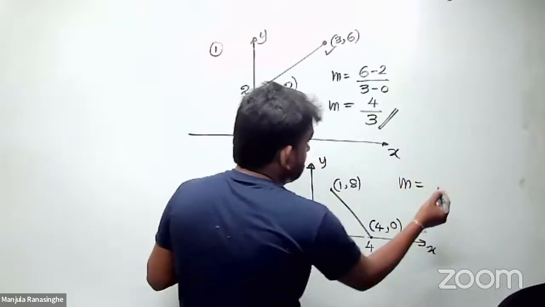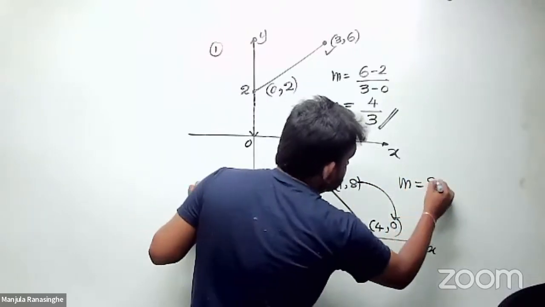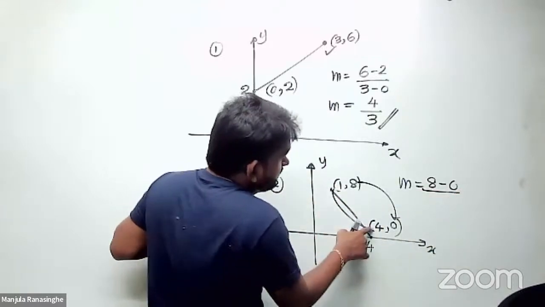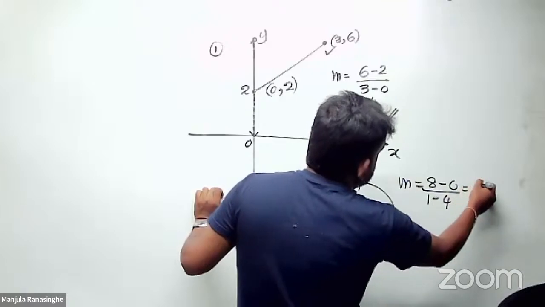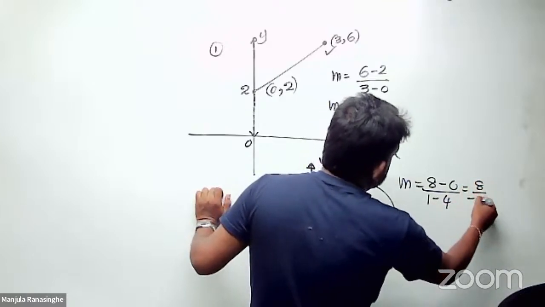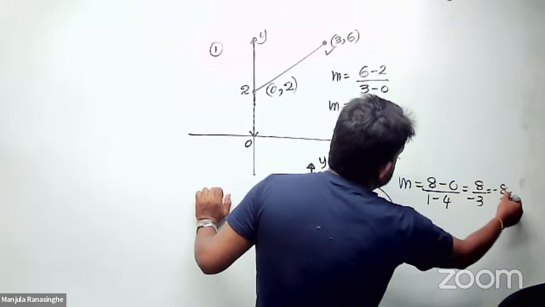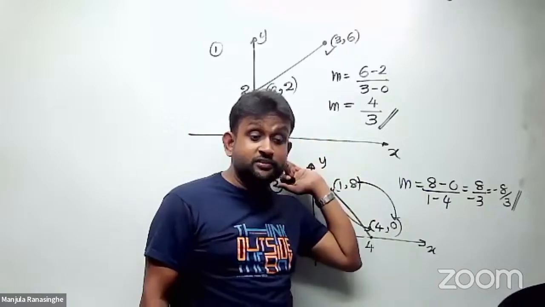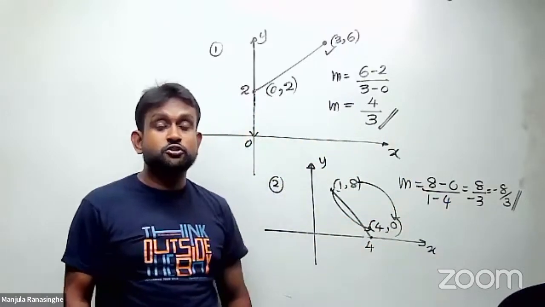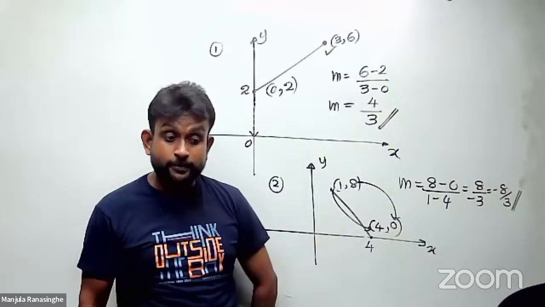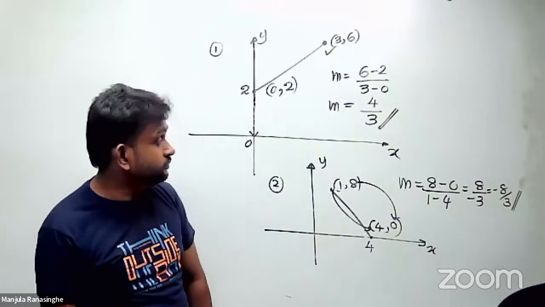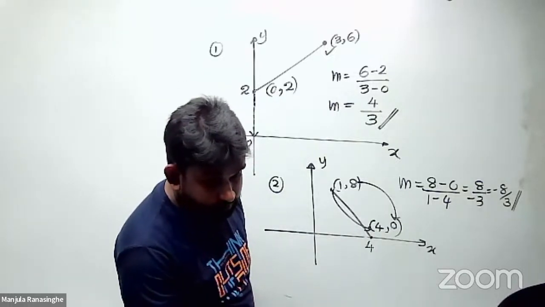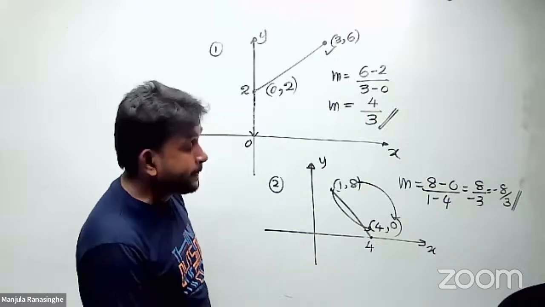So write the equation. m equals y difference over x difference: 8 subtract 0, divided by 1 subtract 4. So 8 upon negative 3. The answer is negative 8 upon 3. It should be negative, because by looking at the graph you can see that it is an obtuse angle, so the gradient should be negative. That is fine. Okay, that is done.